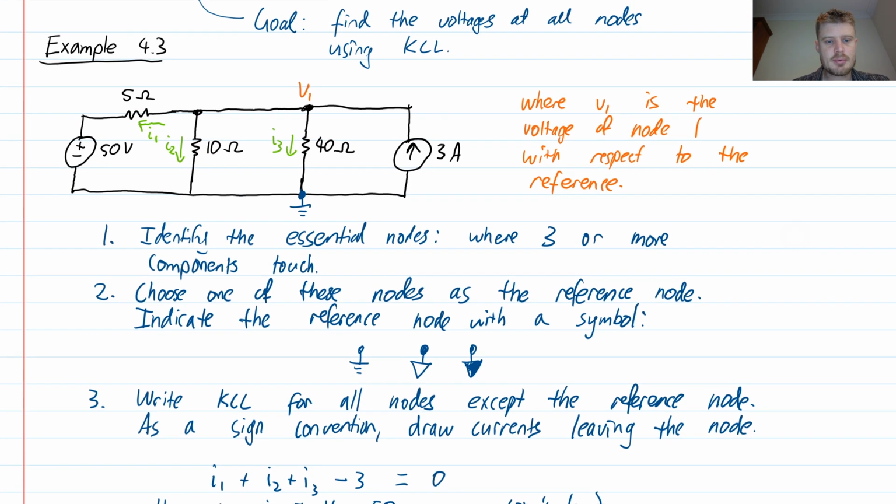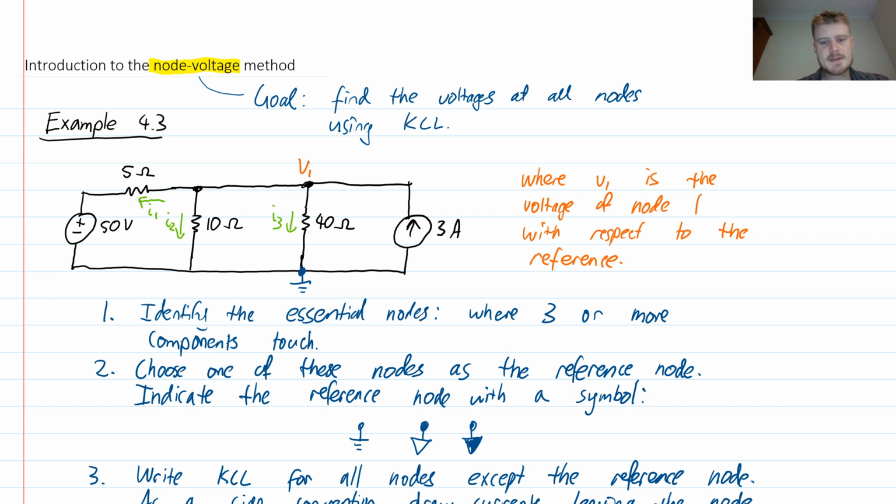In summary, the process that we followed: we studied our circuit diagram to find the essential nodes where 3 or more components touch. We picked one of those as a reference, and we gave names or numbers to all of the other ones. We then wrote Kirchhoff's current law for each of those nodes. That gives us a system of equations that we can solve, and then we determined the voltages at each of those nodes. So this is called the node voltage method. This is a systematic approach you can use to solve pretty much any circuit diagram, and we're going to practice it quite a bit in this subject, but this is a simple example of applying that method.